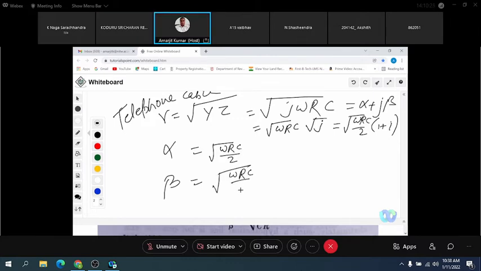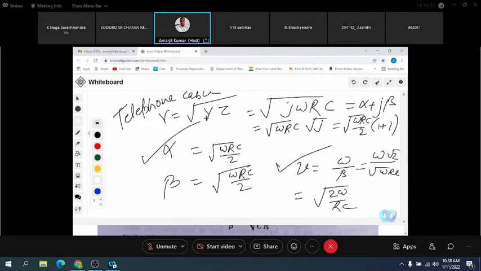What will be velocity? Omega by beta. So omega by root of omega RC by 2, so root 2 will be here, and basically it will be root of 2 omega by RC. So velocity will be equal to under root 2 omega by RC. This is velocity here, and here we have alpha. Because of alpha we have frequency distortion, and because of velocity we have delay distortion.